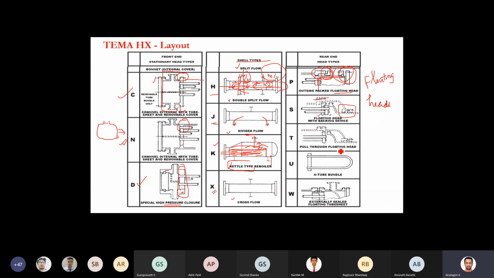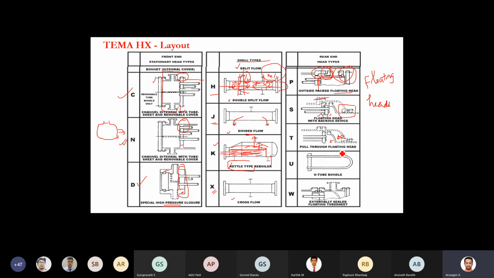Okay. Then pull through floating head. This is another type, similar to this S type. The only thing is that here you have two tube sheets, and here you have only one tube sheet. So you have two different closures here. This is normally used for very high heat duties.